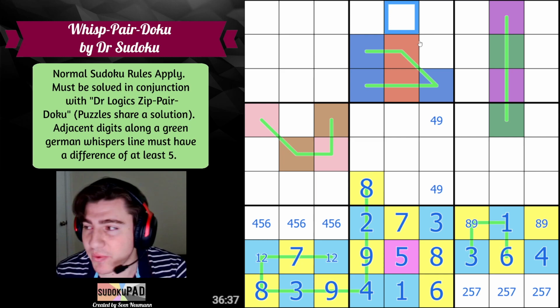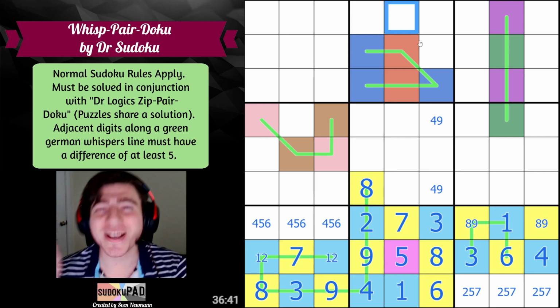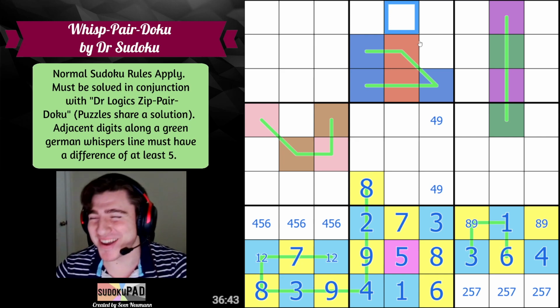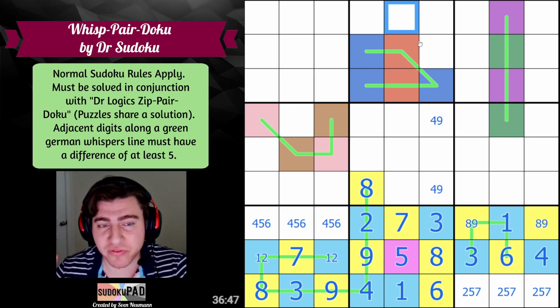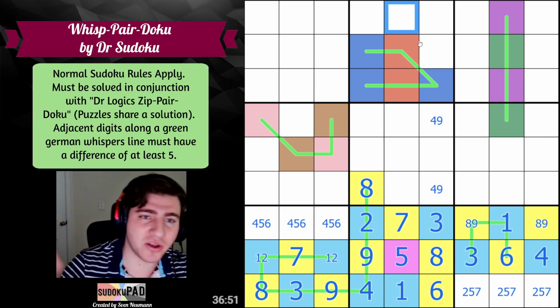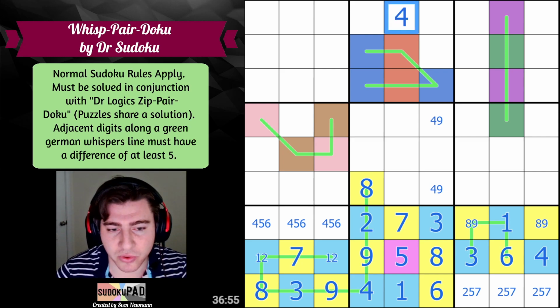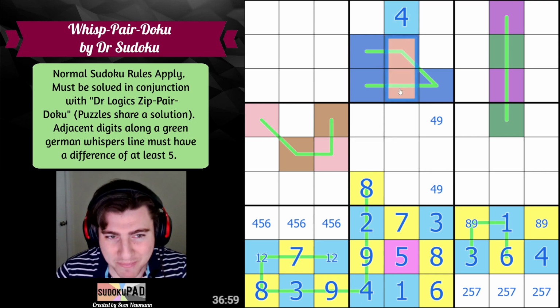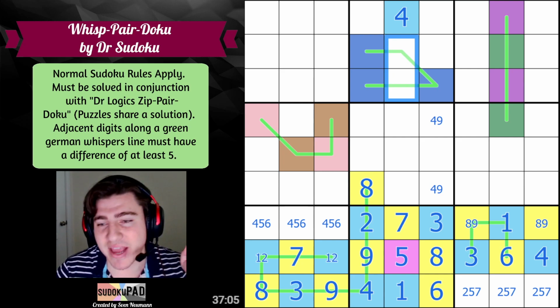I colored my German whispers wrong. Both of those cells that I said were different parity, those actually are the same parity. That's why I was confused, because 4 in either of those two cells was going to break the Sudoku, but now we know that 4 actually belongs in cell 2 there. Perfect. And that means the 8 9 pair goes in cells 5 and 8.